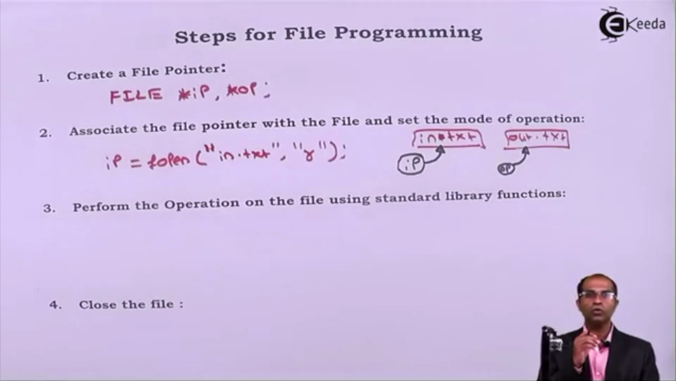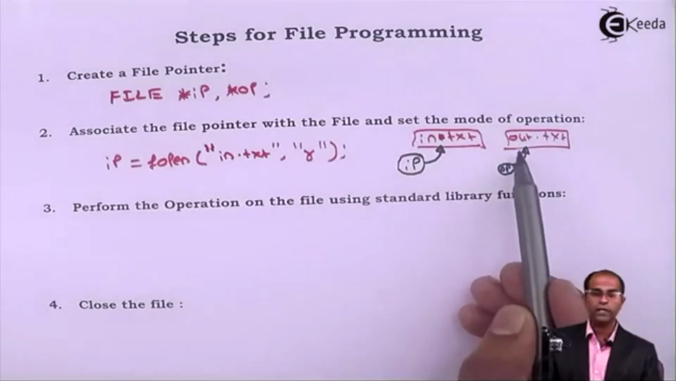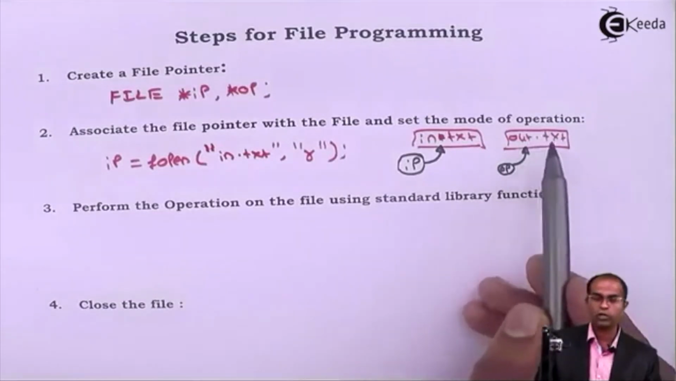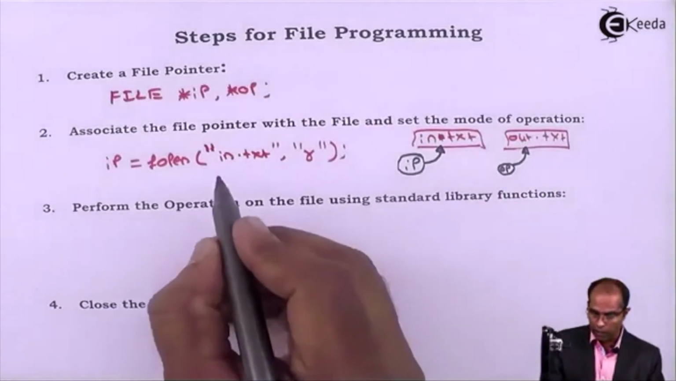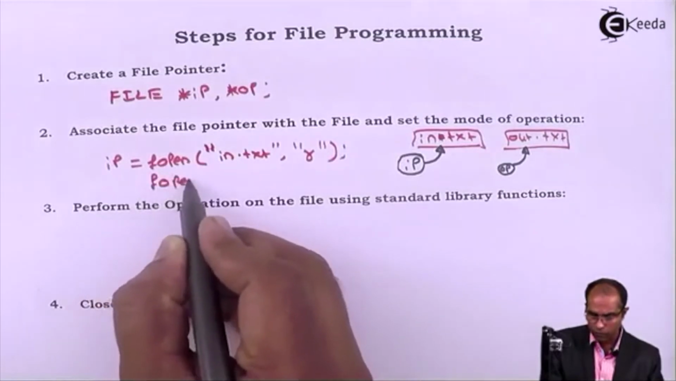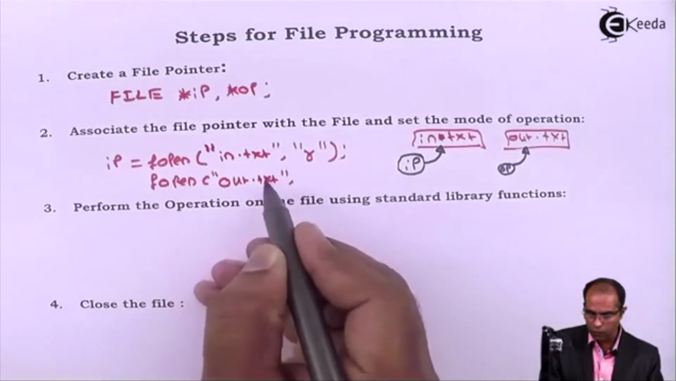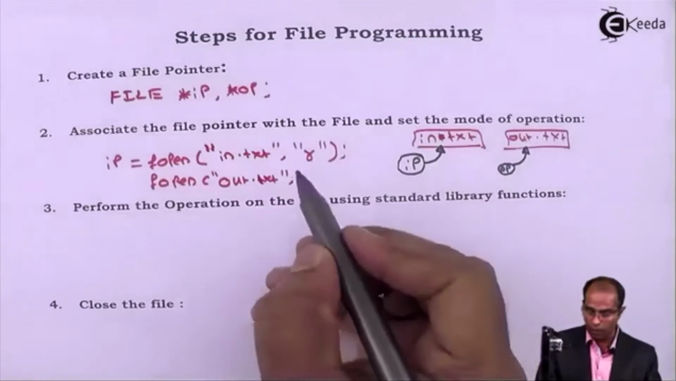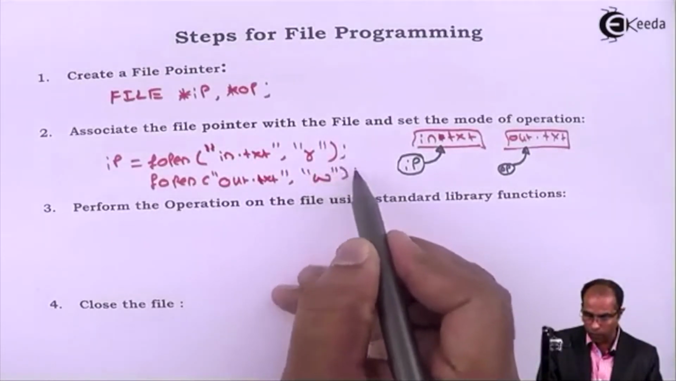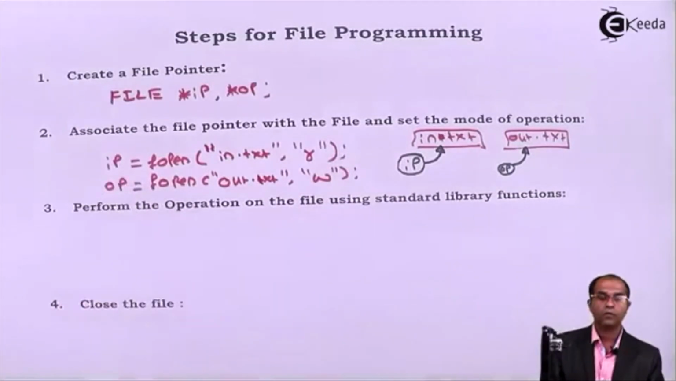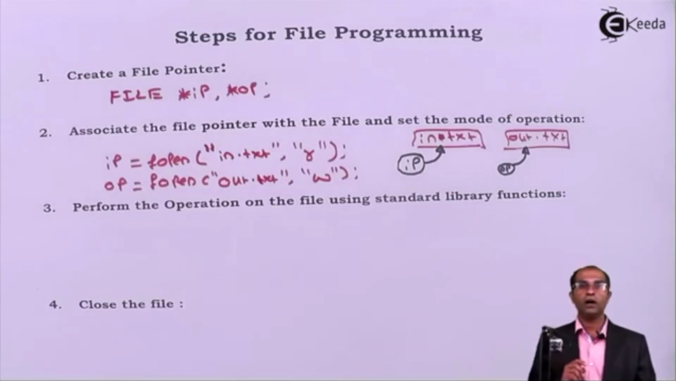If you want to do some write operation on a file, let's try this. I want to open a file called out.txt. Rather than opening, I want to create a file. So I'll say again fopen out.txt, comma. What operation do you want to perform? Write operation, W. And this should be given to which pointer? OP. I'll say OP.